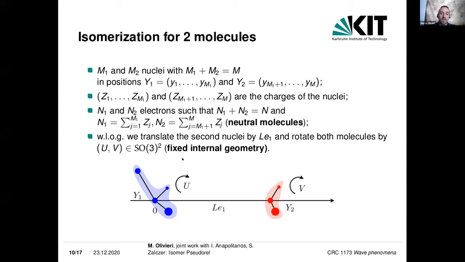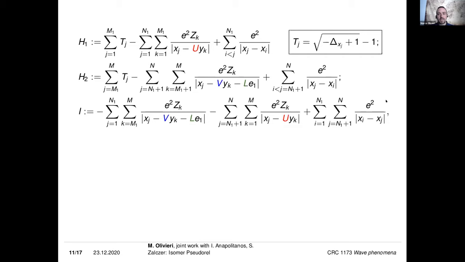So again, I underline the fact that the only parameters are the distance between the molecules and these two rotations that vary. So here there's the usual pseudo-relativistic Hamiltonians with Coulomb interaction. Here I have the free Hamiltonian for the first molecule. Here, as you can see, we have a pseudo-relativistic Laplacian that is a non-local operator, and that complicates a lot the description, the analysis, I mean. And here the internal Coulomb interaction, electron-electron repulsion, and electron-nucleus.